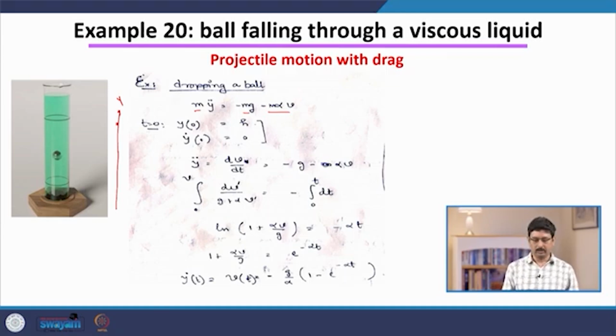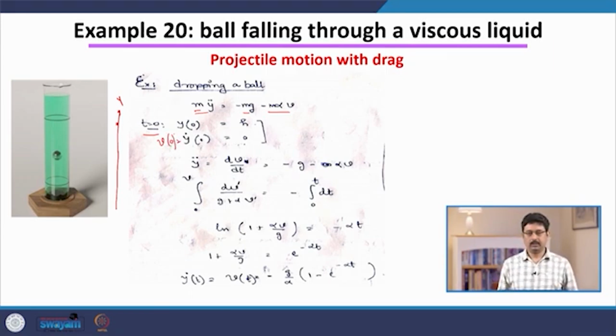Here v represents the velocity, and this must be equal to the total force. This is an example where the system is no longer at rest; it is moving, it has some acceleration, and the acceleration gives mass times y double dot. The initial condition is given: at t equal to 0, the coordinate of the position of the ball was y equal to h, and it is dropped from rest. So, y dot, that is the velocity at 0, is 0.